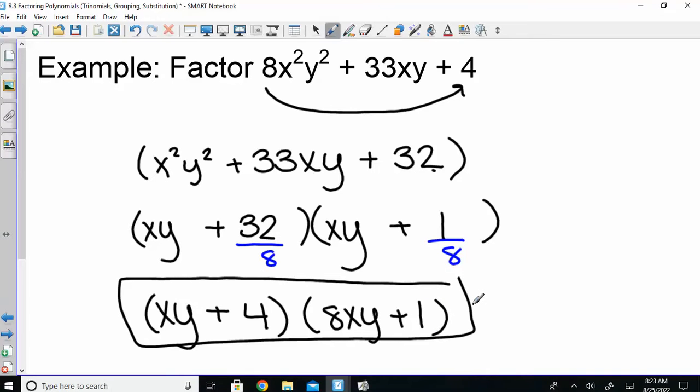We mentioned it yesterday, but how would you check your answers? Just multiply it out. Okay. So far, so good?